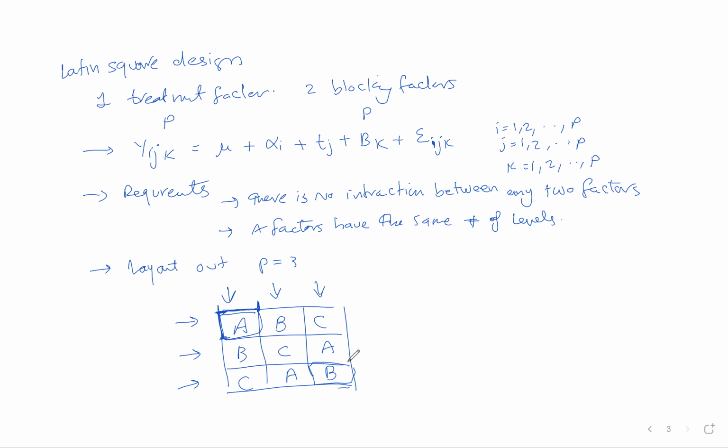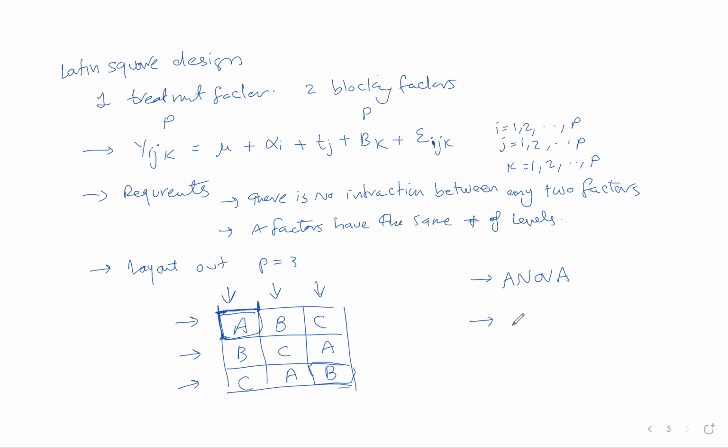And again, you should be familiar with ANOVA. In the ANOVA, we will have 3 p-values. One for the treatment factor, and the second one for the first blocking factor, and the third p-value for the second blocking factor. And there is no interaction in the ANOVA table.